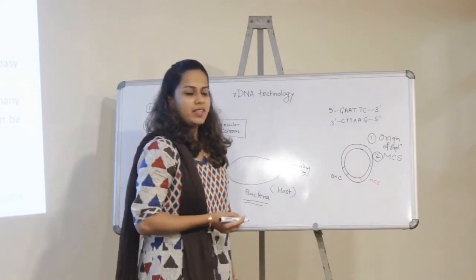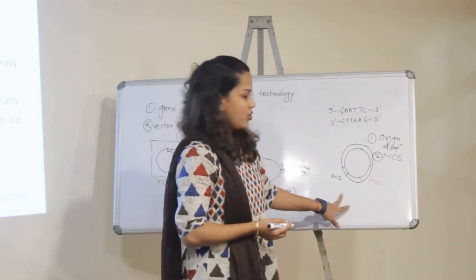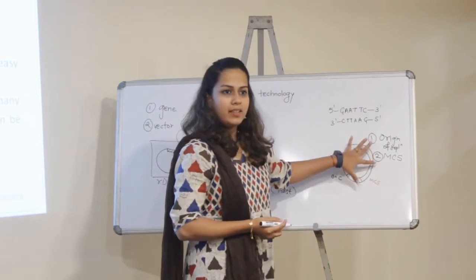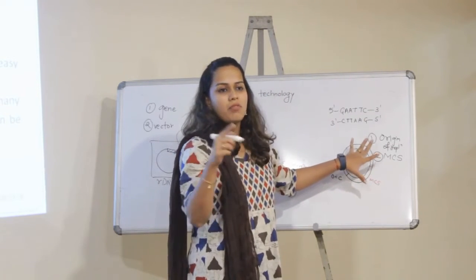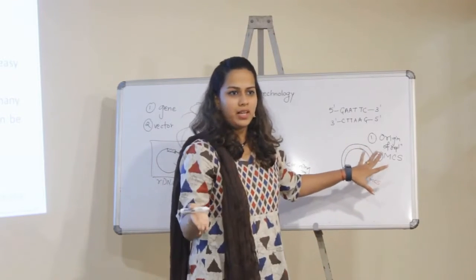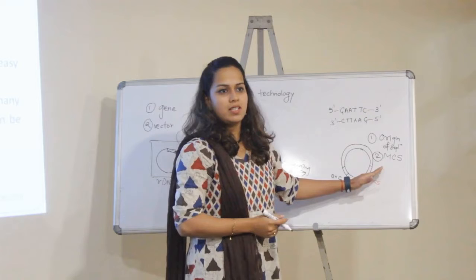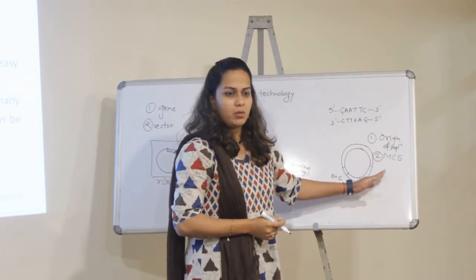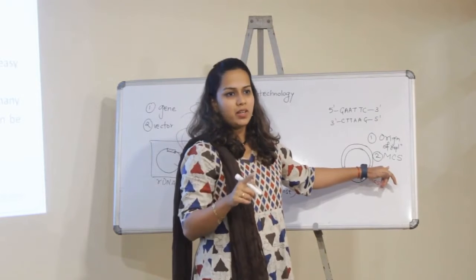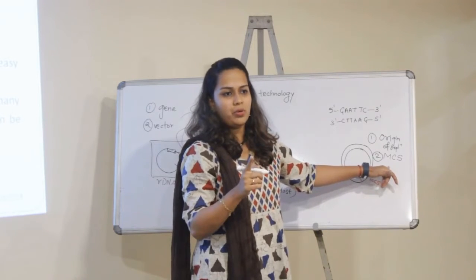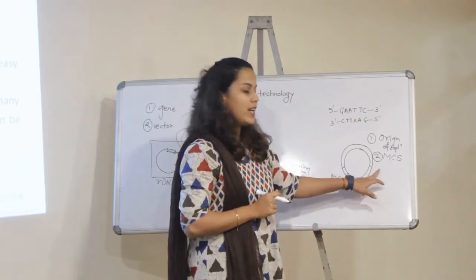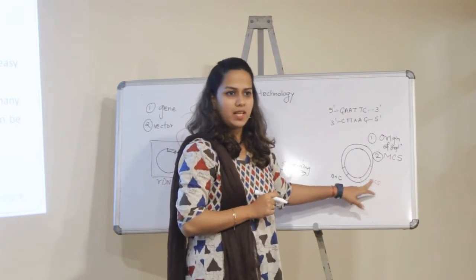Second important feature that a good vector should possess is your multiple cloning site. Now this multiple cloning site contains a sequence of nucleotides in which n number of restriction endonucleases can recognize this sequence of nucleotides. Now why is it called multiple? Because you cannot be restricted to one restriction endonuclease acting on one plasmid only. So that is why it should have multiple cloning sites.